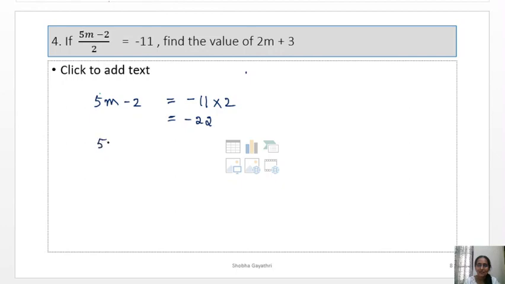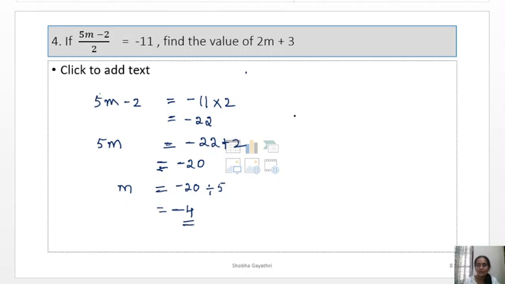Now 5m, now transpose minus 2 to the other side. How will you transpose? It will become plus, right? So you will get, now you have to recollect the integer rule to get the answer. You have to be careful. It is minus 20. Now transpose 5 to the right side. It is multiplication here, it will become division. So you will get the answer as minus 4.